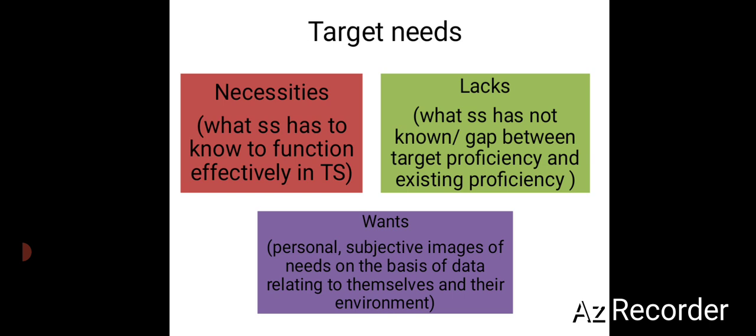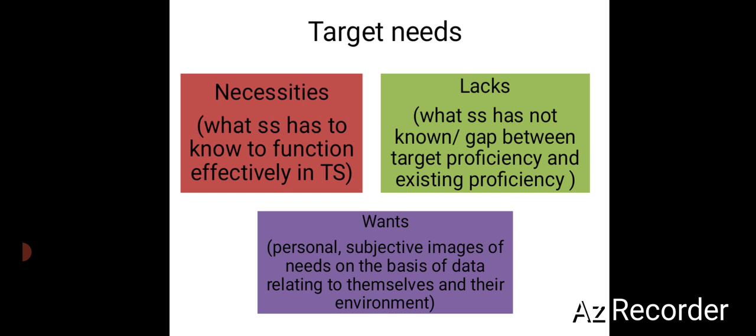And lacks mean what students have not known, or the gap between target proficiency and existing proficiency. So what the students have not mastered is called lacks. And wants is the personal subjective images of the needs on the basis of the data relating to themselves and their environment. Okay, so people always have the needs, the necessities, lacks, and wants.